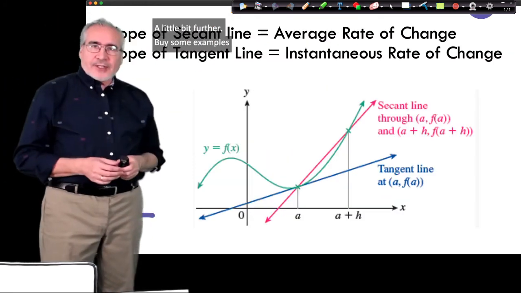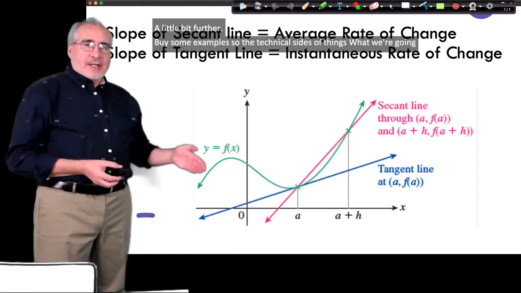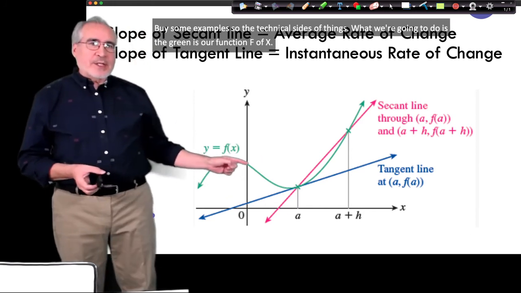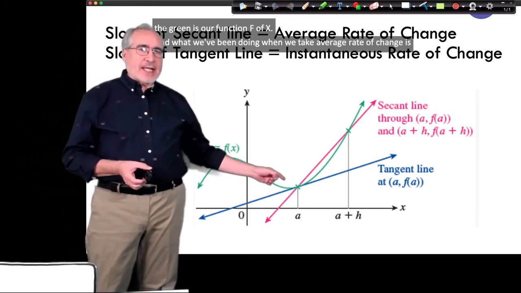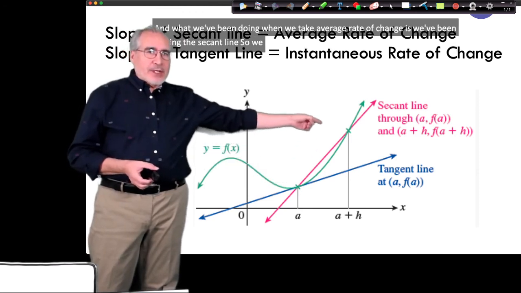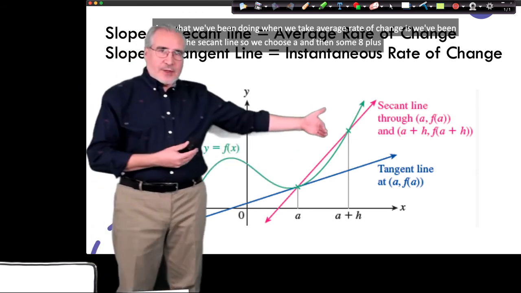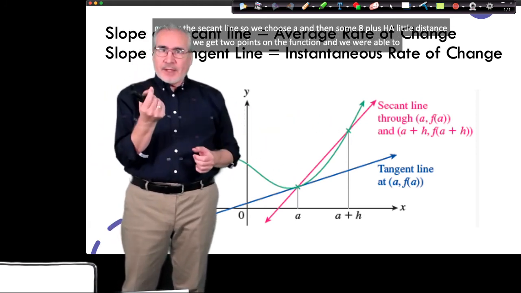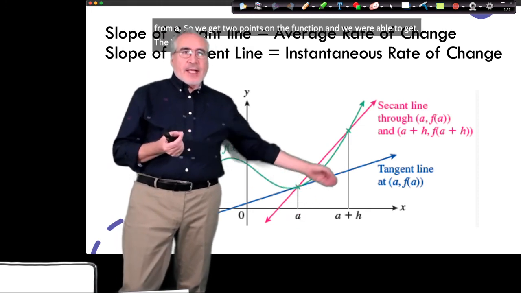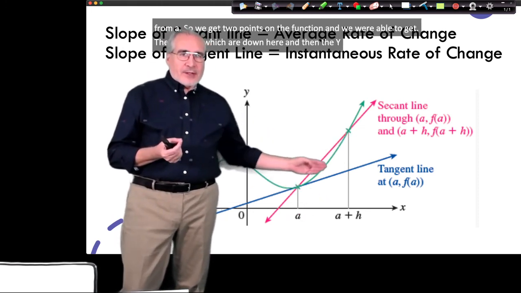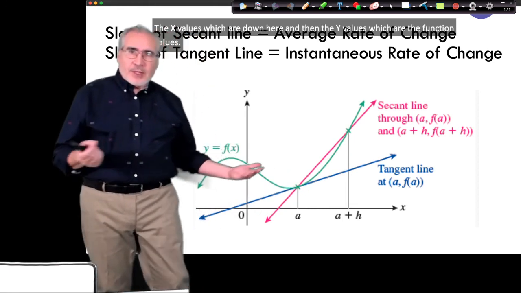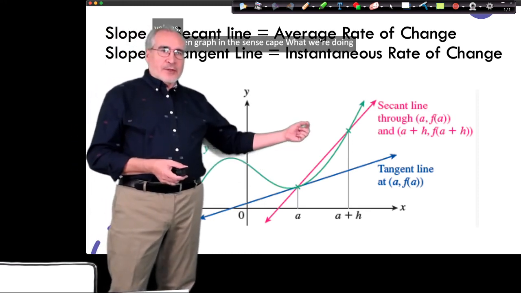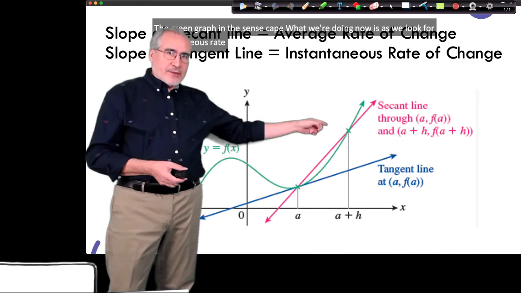So the technical side of things, what we're going to do is the green is our function, f of x. And what we've been doing when we take average rate of change is we've been getting the secant line. So we choose a and then some point a plus h, a little distance from a. So we get 2 points on the function, and we are able to get the x values, which are down here, and then the y values, which are the function values from the green graph in this sense.